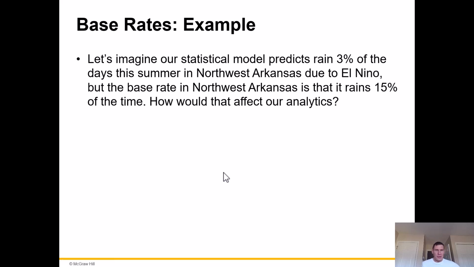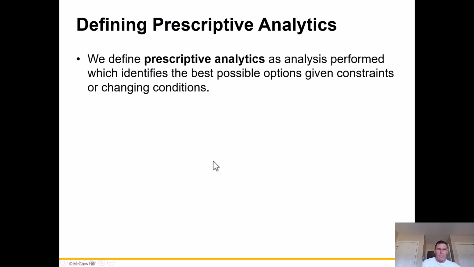So let's take a look at an example. So let's imagine our statistical model predicts rain 3% of the days this summer in northwest Arkansas due to El Nino. But the base rate in northwest Arkansas is that it rains 15% of the time. So how would that affect our analytics?